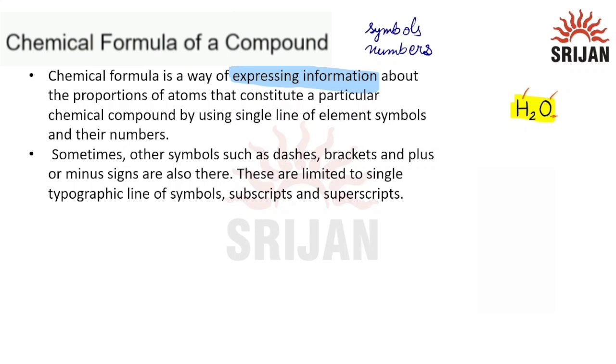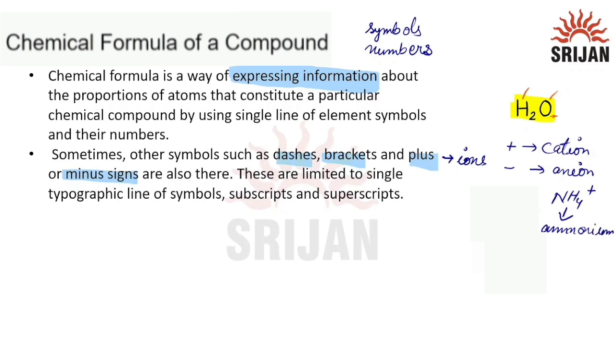Sometimes other symbols such as dashes, brackets, plus or minus signs are also there. These plus and minus signs are present in the case of ions, which we will discuss later. Plus sign is seen in a cation and minus sign is seen in an anion. For example, this is the ammonium ion. So, in this chemical formula, you can notice this plus sign, subscripts and superscripts.